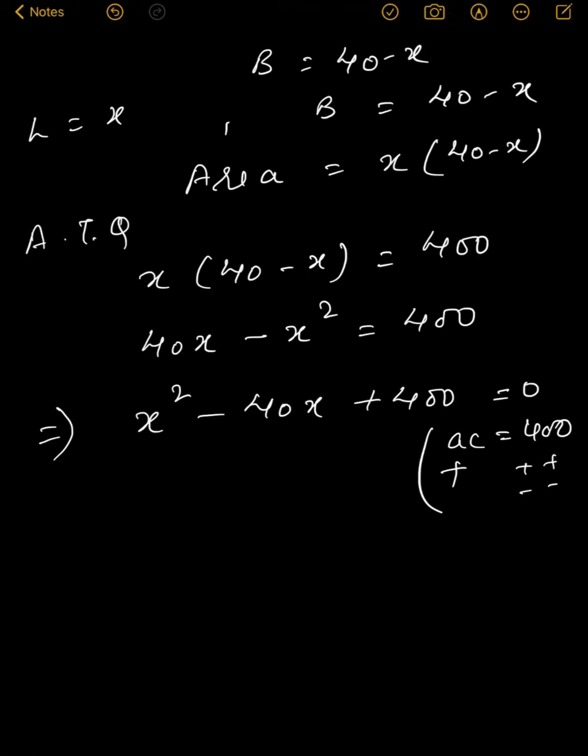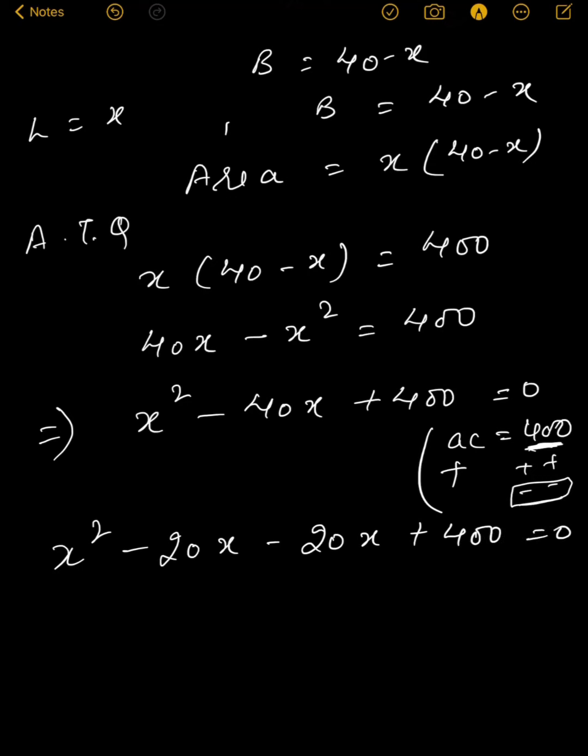So in this case we will be using both negative. Clear? On multiplication it gives you a positive value, but on addition you will get a negative value. So the factors should be, it is very easy, 20 and 20. Minus 20x minus 20x plus 400 equals 0.